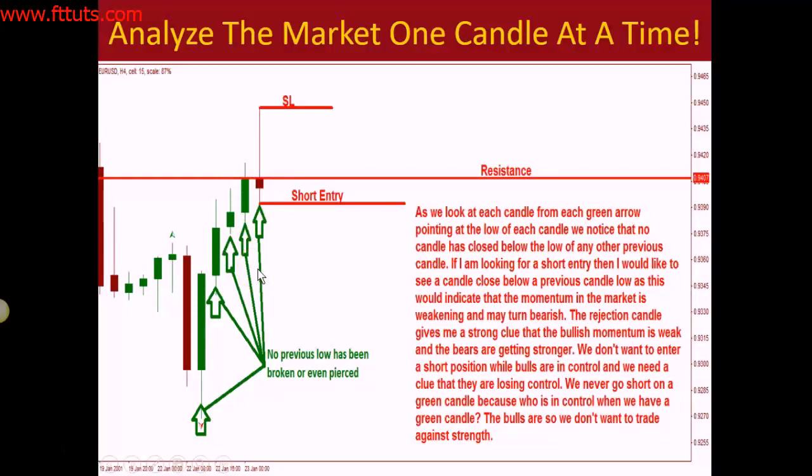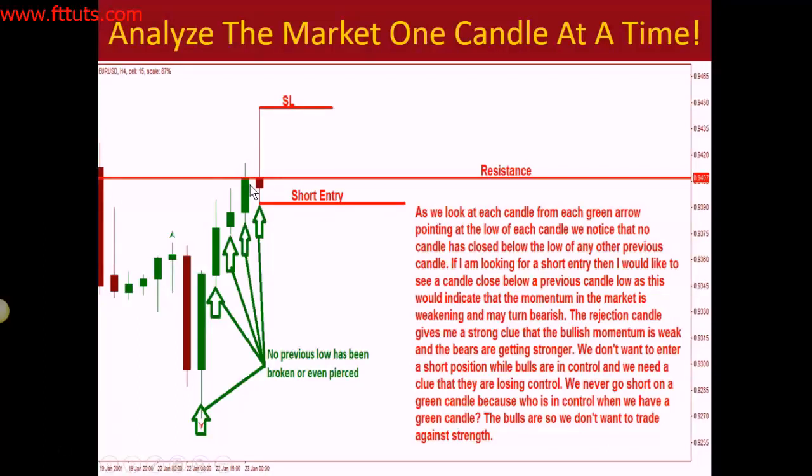So if I'm looking for a short entry, then I'd like to see a candle close below a previous candle low, as this would indicate that the momentum in the market is weakening and may turn bearish. The rejection candle now up here, you can see the rejection candle, which is at the resistance level here. Once you have a resistance level with a big rejection like this, that's a strong indication that the market may change direction.